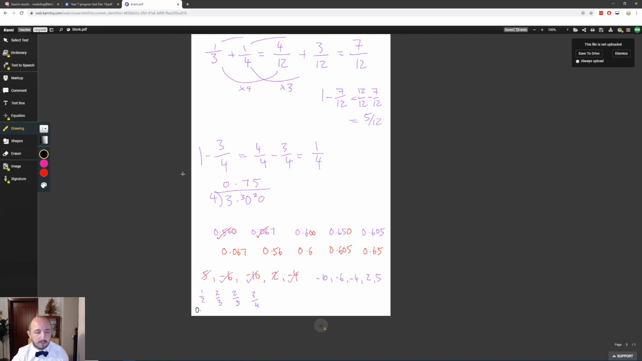So half is 0.5. 3/4 we already did up here, so we can use that again. 2/5: 5s into 2, 0, carry the 2, 5s into 20 go 4, so that's 0.4. And 2/3: 3s into 2 go 0, carry the 2, 3s into 20 go 6, remainder 2, 3s into 20 go 6, remainder 2, so you can see that it carries on forever, so we'll just put 0.66 for now.